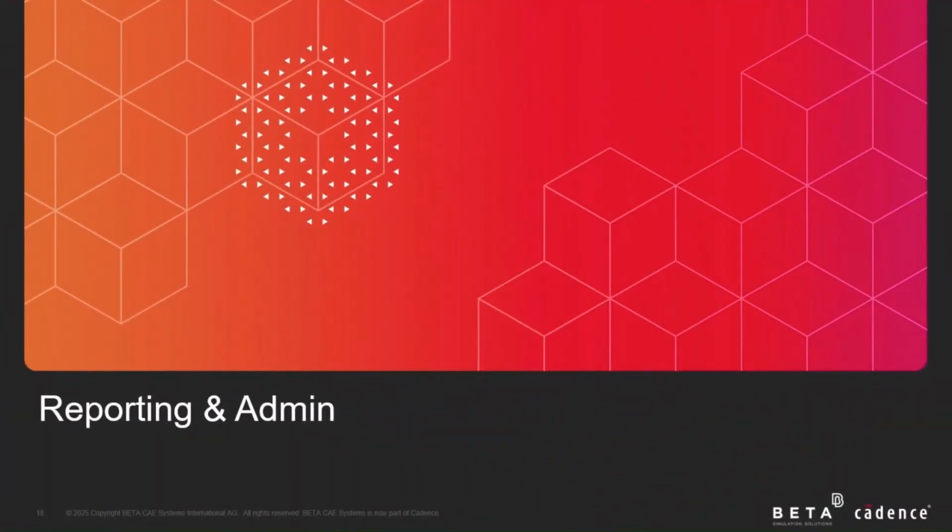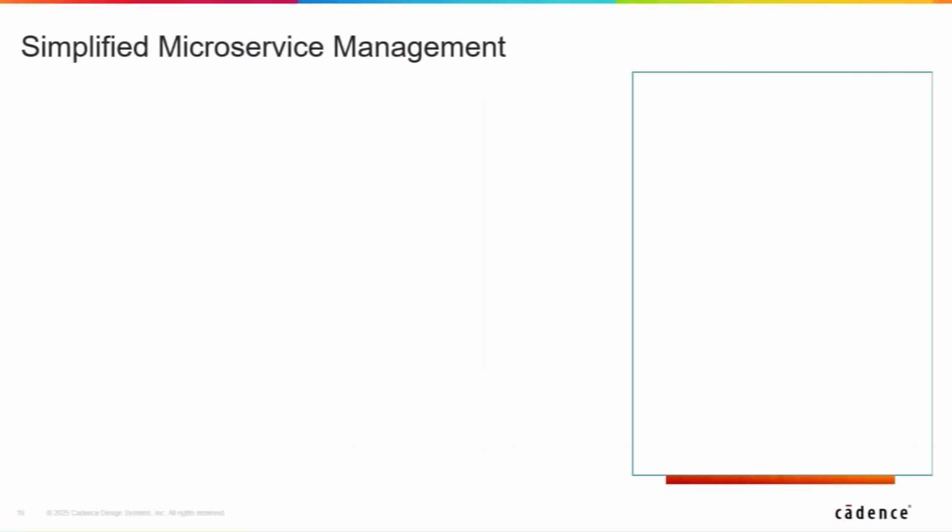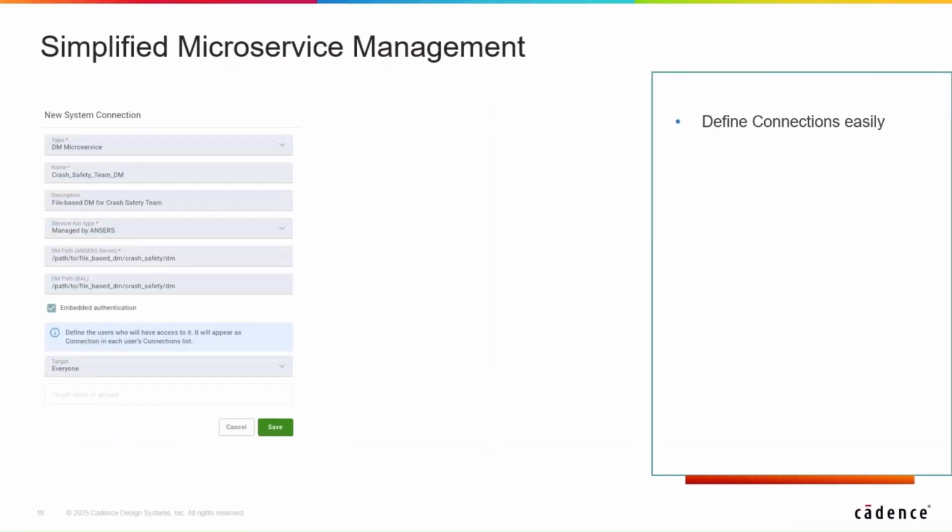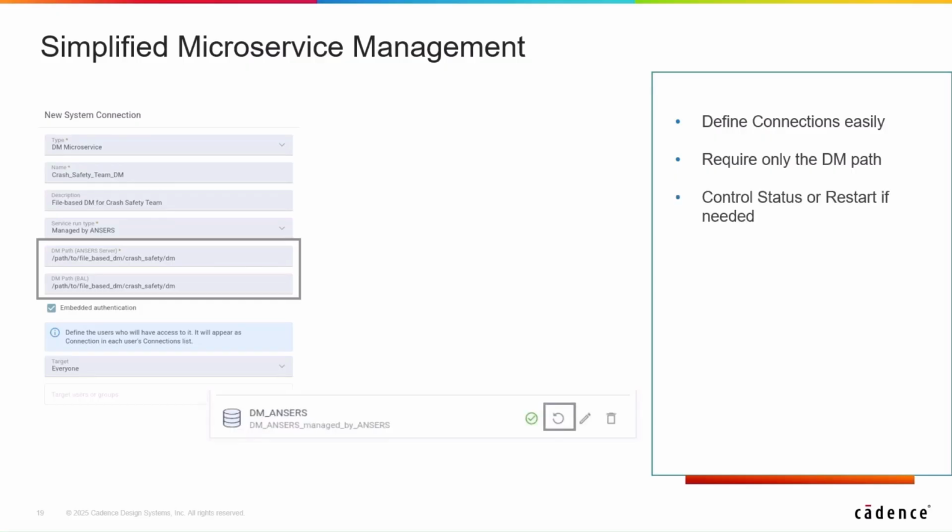Finally, we will look at features related to reporting and administration. DM microservices management has been simplified through a dedicated interface for defining and controlling system connections. Administrators can now define connections easily by specifying only the DM path, which reduces setup complexity and the risk of configuration errors. Once defined, these connections can be monitored, and their status can be controlled, including restart actions when needed. This centralizes microservice handling and helps ensure that underlying services remain available and responsive for end users.